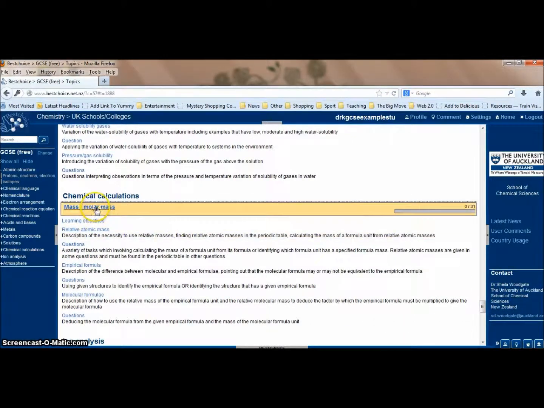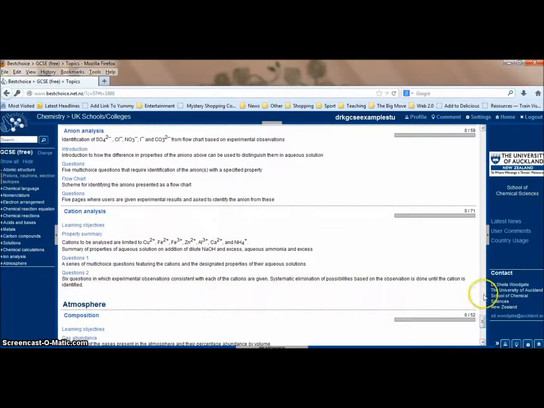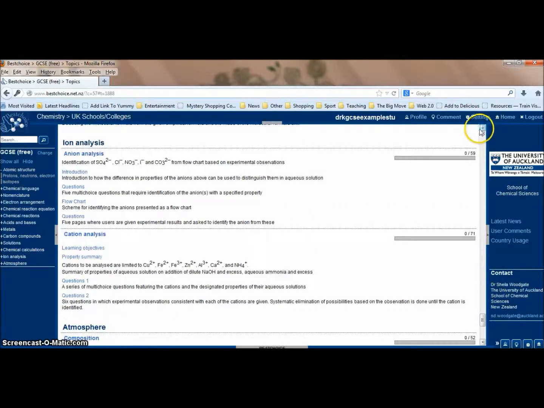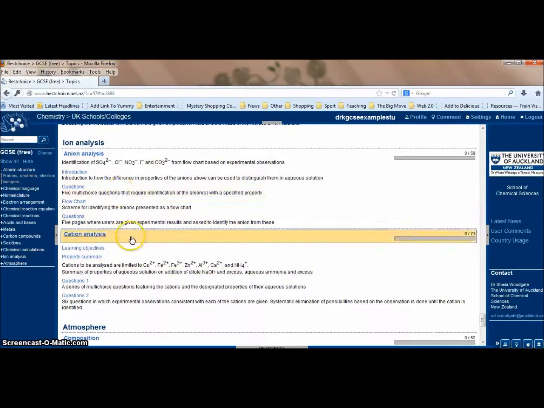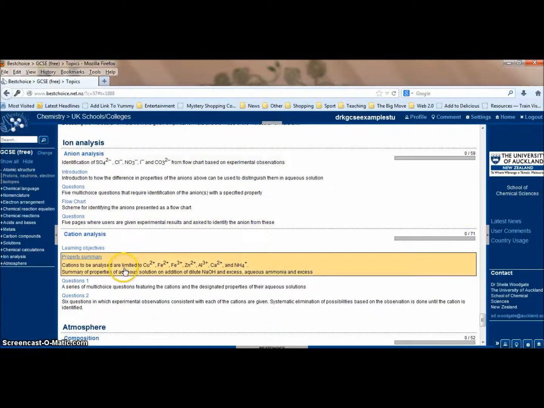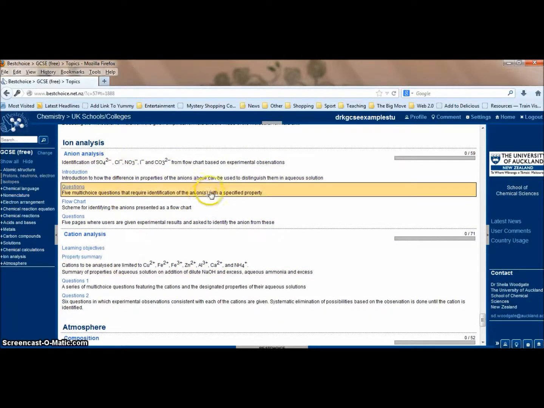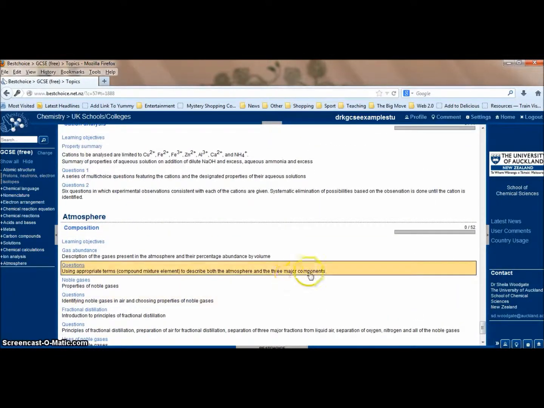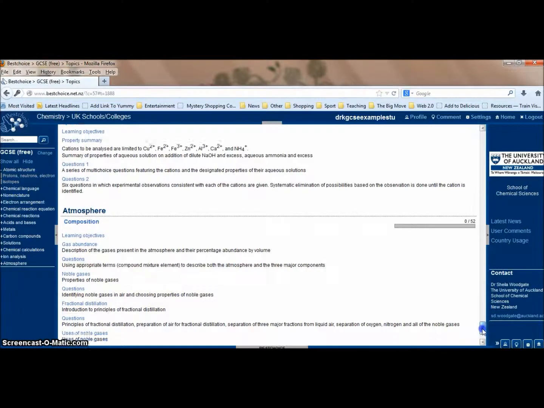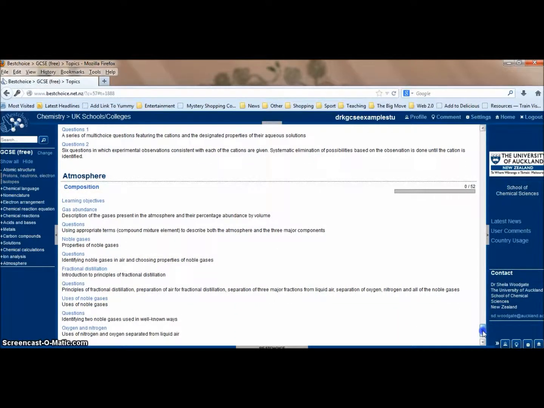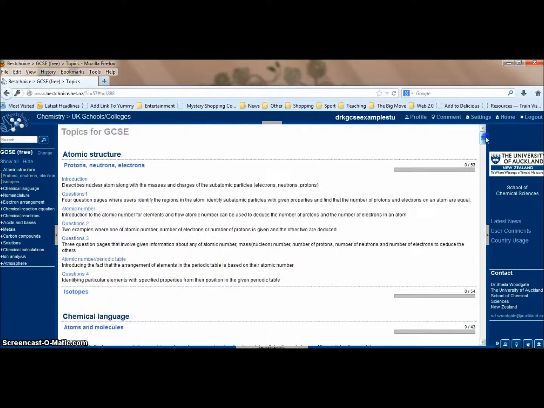Chemical calculations, so mass and molar mass, very important. Ion analysis as well. This here is lovely to know, and you will cover this at A-level, but is not absolutely fundamental to the course. So ion analysis is probably something else that I would do last, and then a bit on atmosphere, which is just sort of some quite general topics. So what this is, I mean, I've mentioned questions so far.